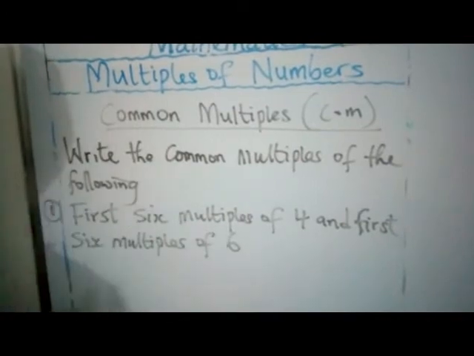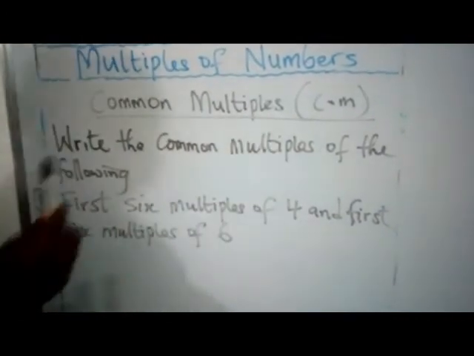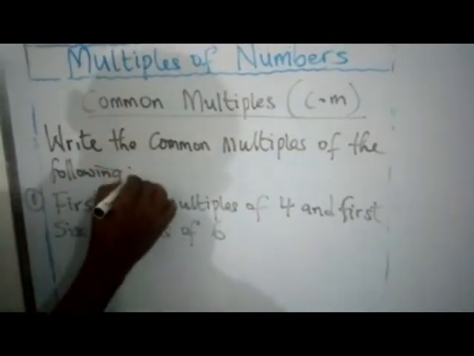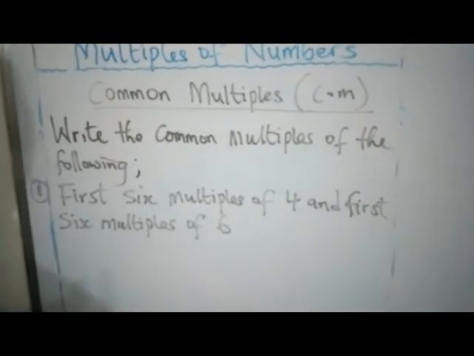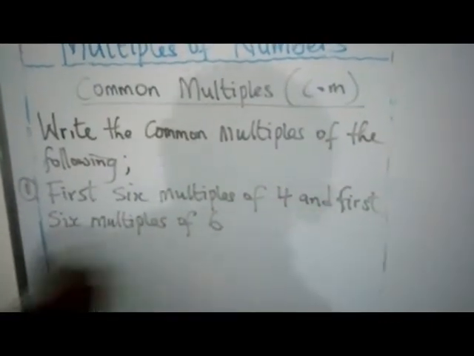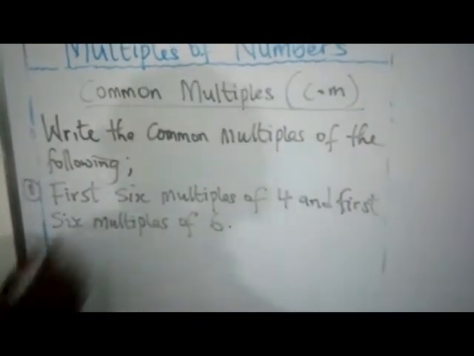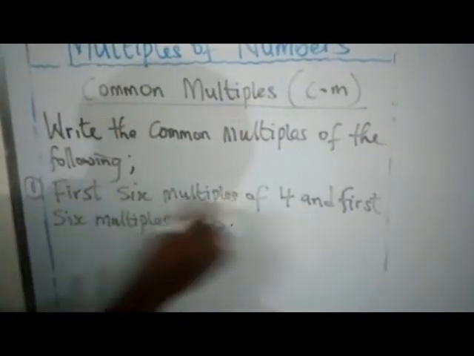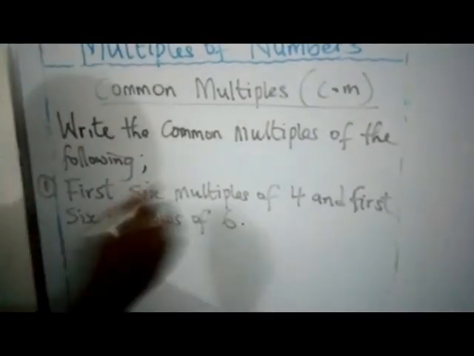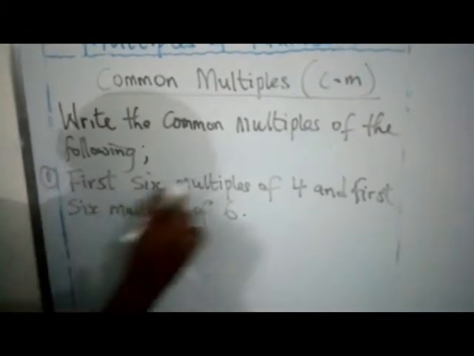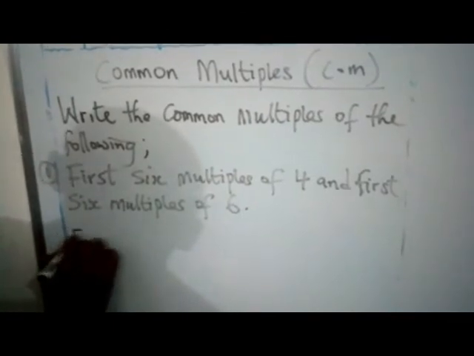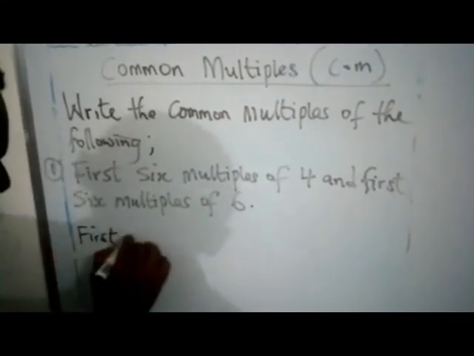Now let us look at some examples. The instruction says find the common multiples of the following. The first question says find the first 6 multiples of 4 and the first 6 multiples of 6. So we are finding the common multiples of the first 6 multiples of 4 and the first 6 multiples of 6. I want us to understand this. Now, the first one is the first 6 multiples of 4. So we're going to write the first 6 multiples of 4.